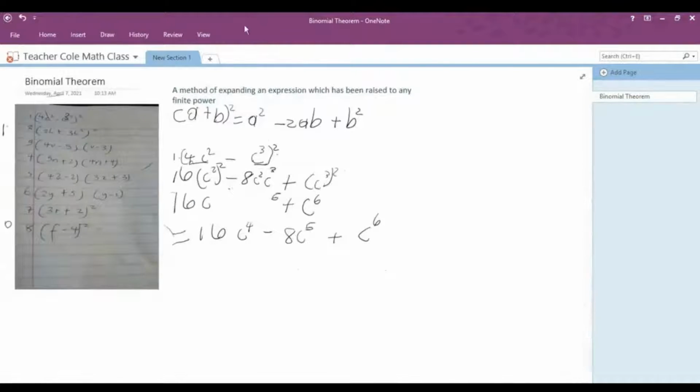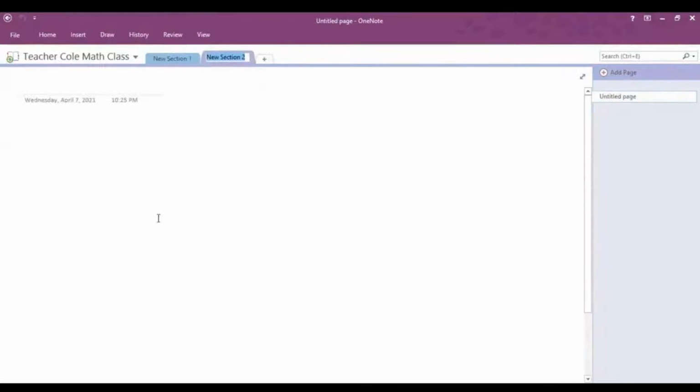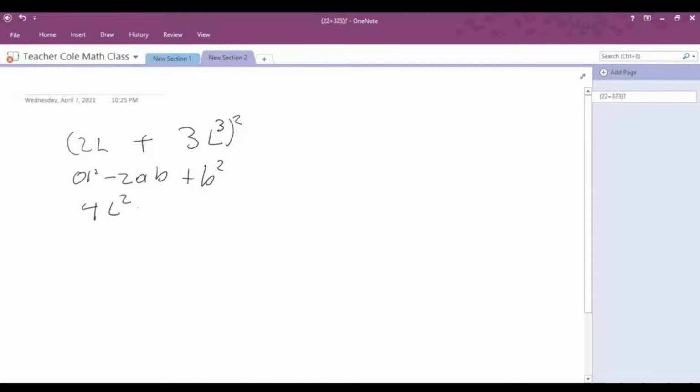We're going to move on now to our second example. The second example says 2l plus 3l cubed, all raised to the second power. This is a similar process in which we will apply the formula. Rewriting the formula, it would be a squared plus 2ab plus b squared. So we know that should be 4l squared plus 12l times l cubed, plus 9 times l cubed to the second, and this would be the b squared.